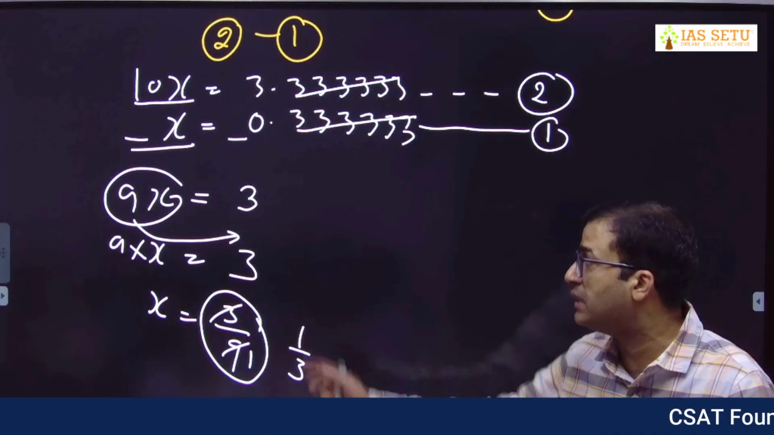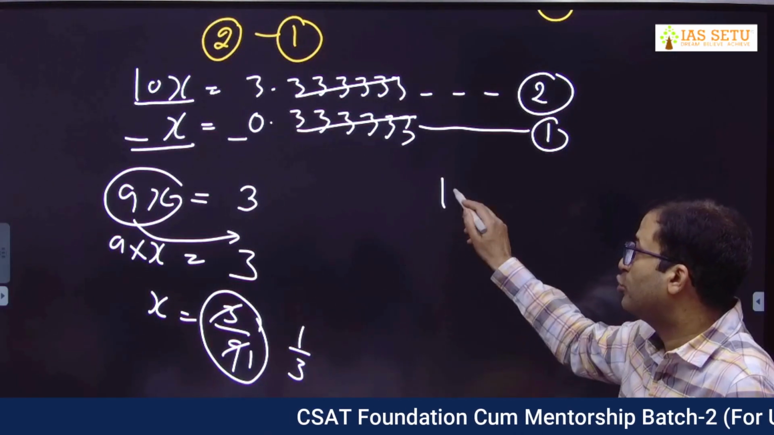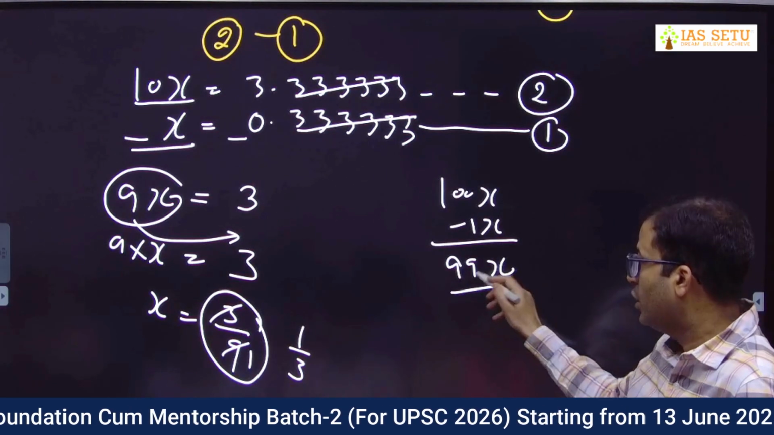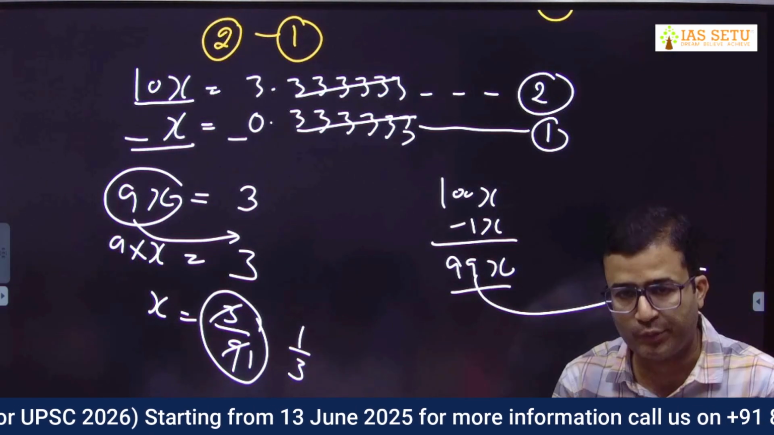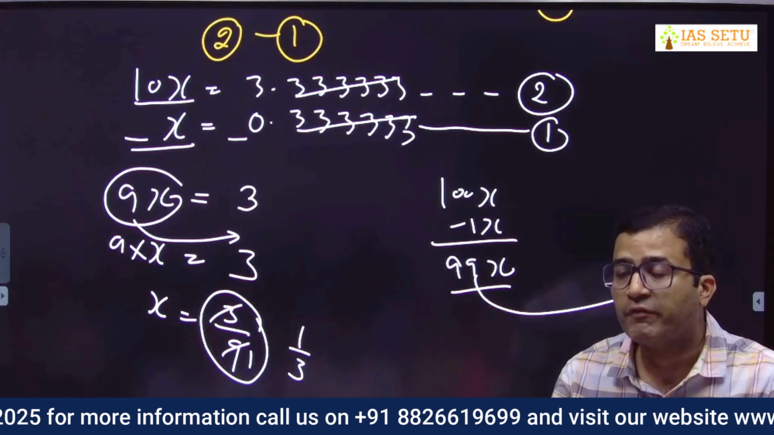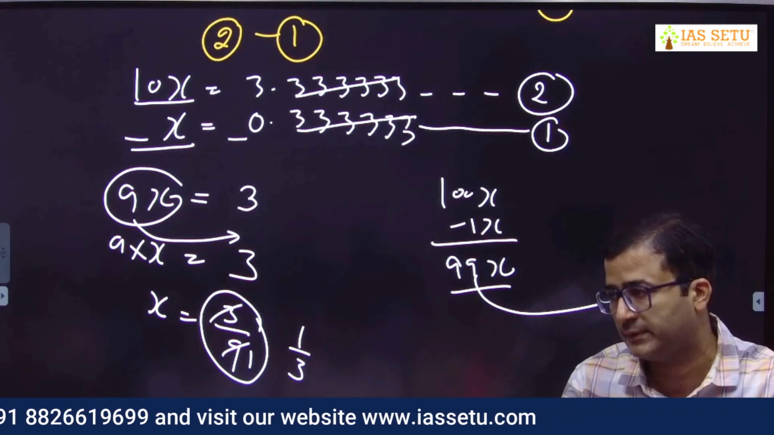वो 9 आ कहाँ से रहा है? 10x minus 1x की वजह से. Sometimes we have to do 100x minus 1x. We will get 99x. Then you have to take 99 other side. So you get 99 in your denominator. This is a lengthy method. Believe me, it takes 1 minute. Because we have a shortcut, we can solve this type of question in just 2 seconds.